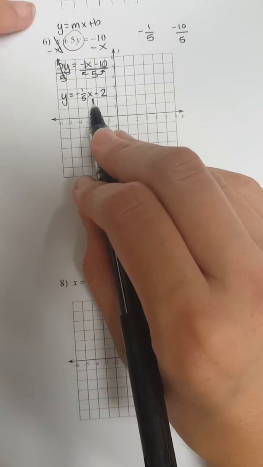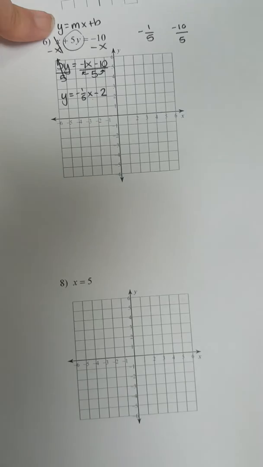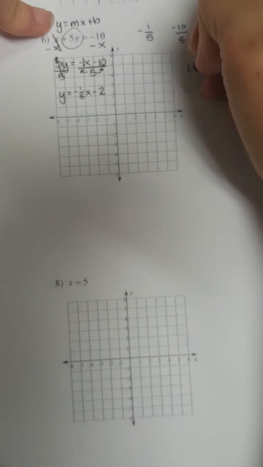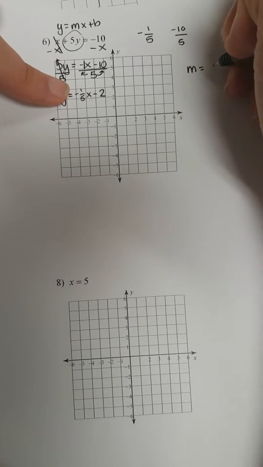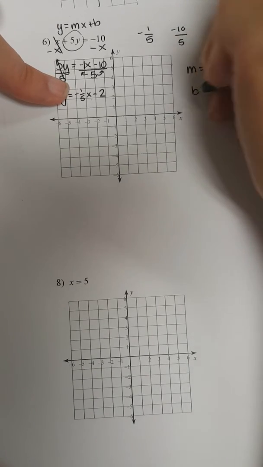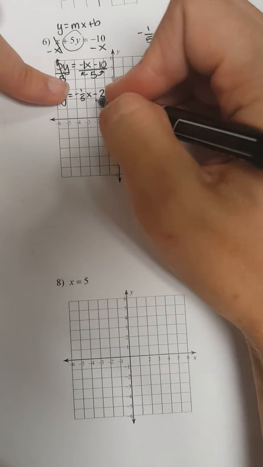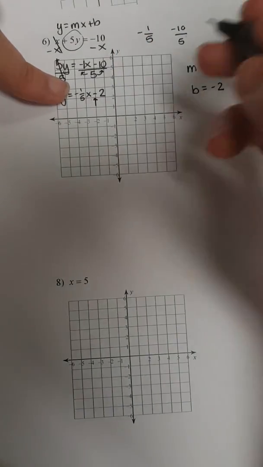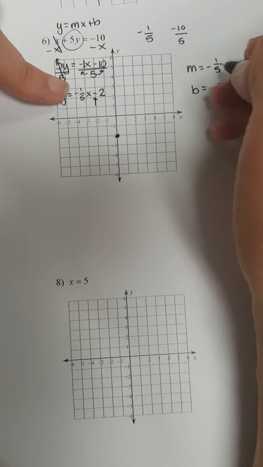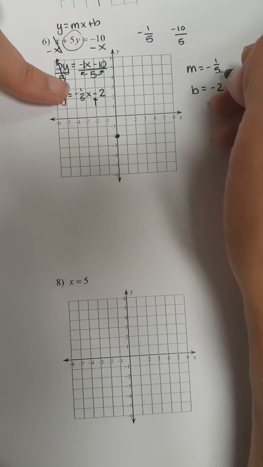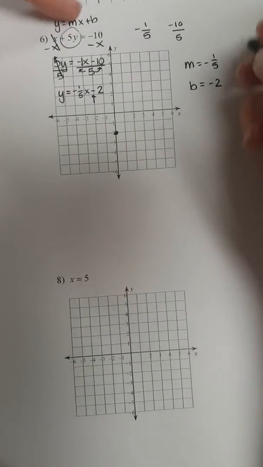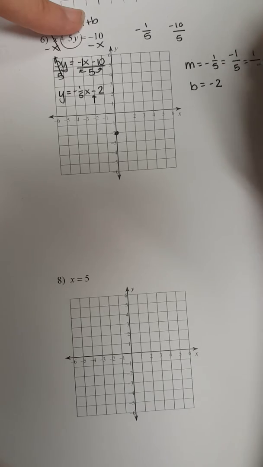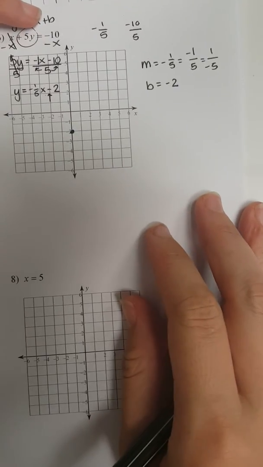Now, does this look like slope-intercept form? Yeah, it does. Okay, so y equals mx plus b. M is what? Negative 1 over 5. B is negative 2. Okay, so graph the y-intercept first, negative 2. Now, the slope is negative 1 over 5. I can do either. I can either do negative 1 over positive 5, or I can do 1 over negative 5. Either of those work.